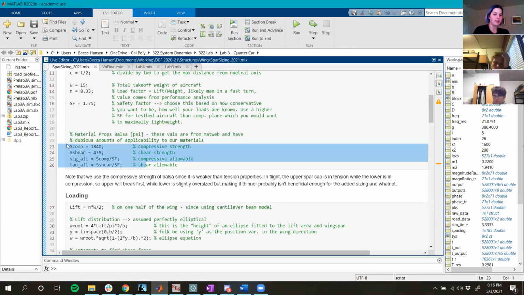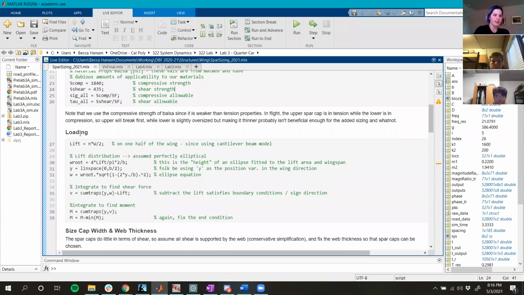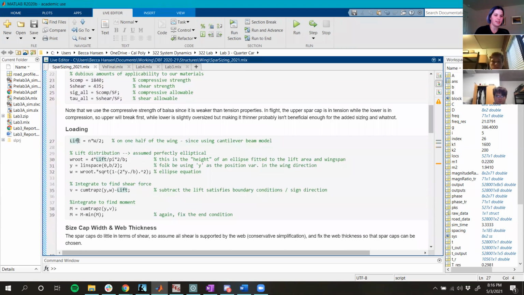Here are some strength properties, and then like we were saying, you divide by the safety factor to see what's allowable, how much you're allowed to load it. Then your lift on one wing is half of the lift on the whole thing. These are just equations for an ellipse. You don't have to touch that if you don't want to.